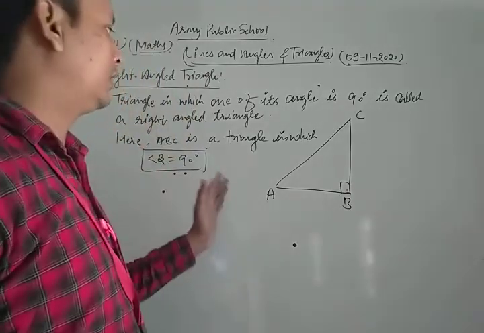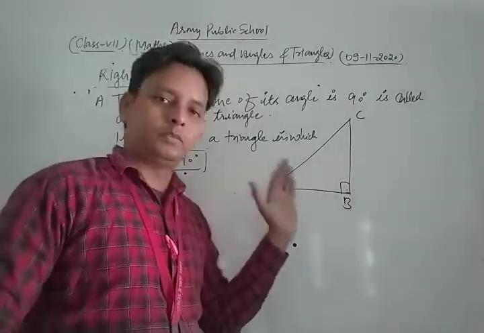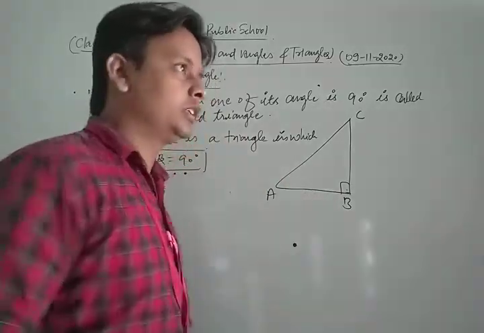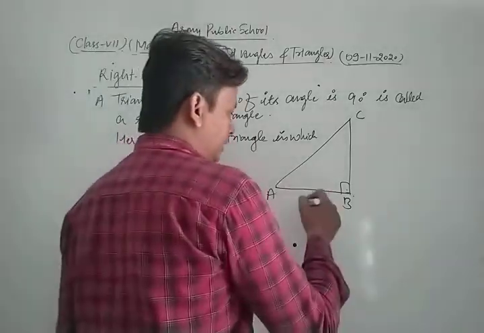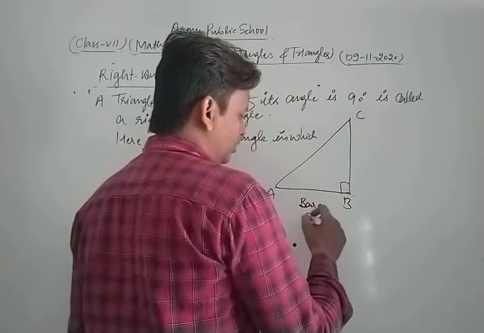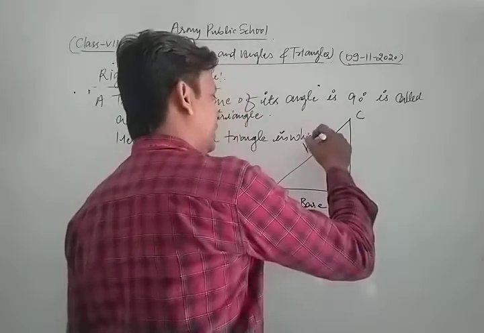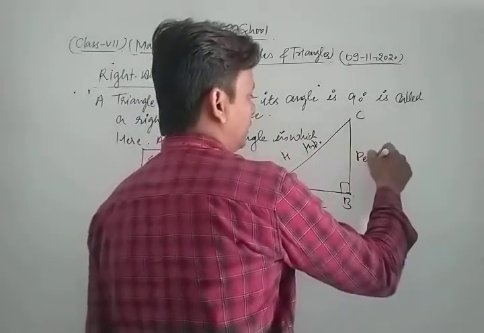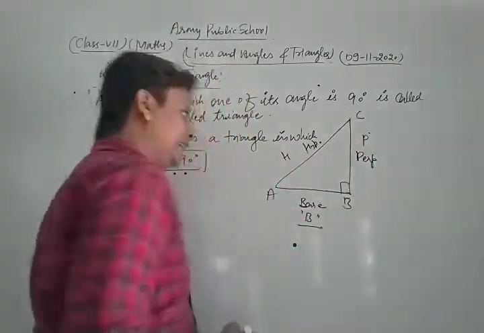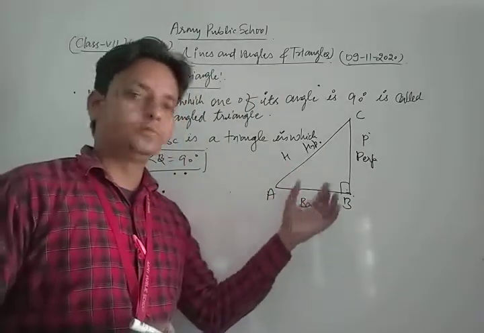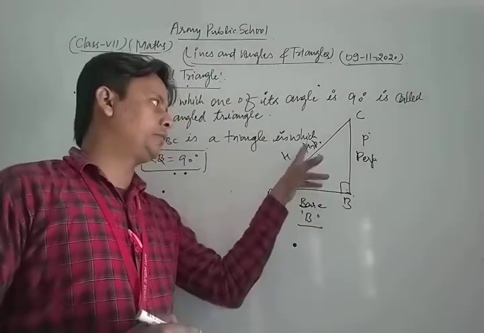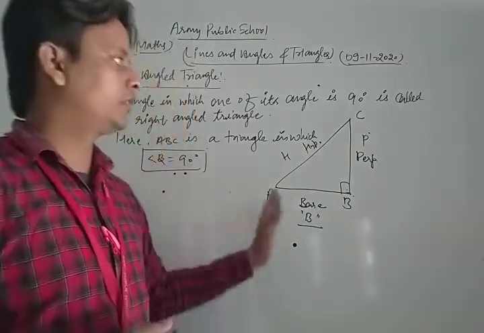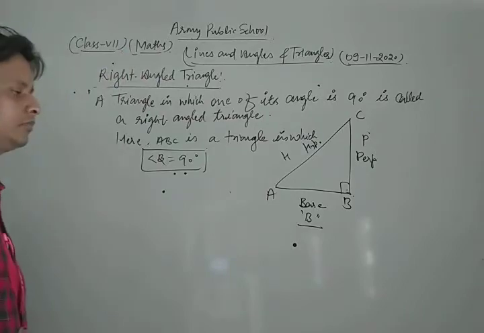Okay, and one of the most important topics related to that triangle is that for that triangle there are three important terms. Here AB is the base of the triangle, which is denoted by B. This is the hypotenuse, which is denoted by H, and this is the perpendicular, which is denoted by P. So for any right angle triangle, this is your base, this is your hypotenuse, and BC is the perpendicular of the right angle triangle.